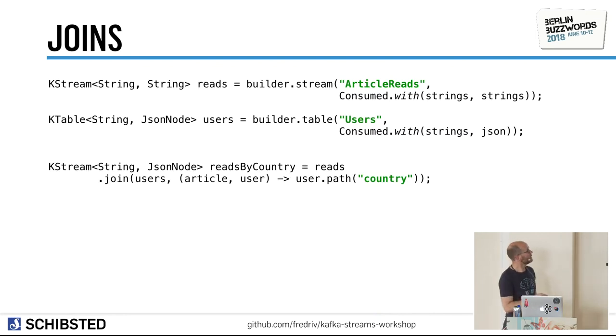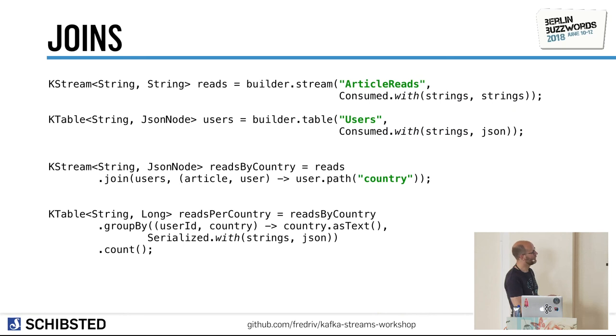So in this case, I'm trying to get the number of reads by country, right? So I know which country my users are from. I can do a join of this table with the stream. So what I will have then is article and user events coming in together, and I need to tell it what the output of that join is. And in this case, I'm just interested in the country of the user. And then I can take this reads by country and do what we saw earlier. I can do a group by the country name, and do a count.